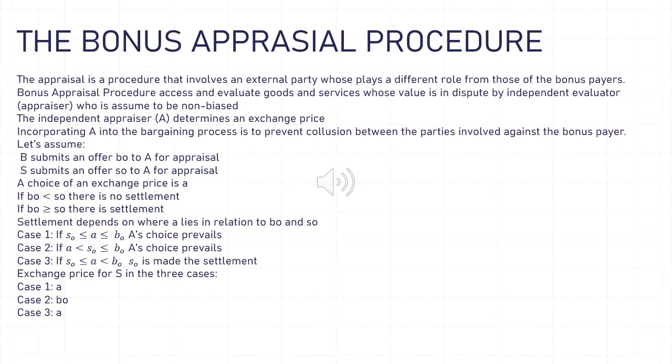Let's look at case 2. If A is greater than S, or S is greater than or equal to B, A's choice prevails. Case number 3. If S is greater than or equal to A, and A is greater than B, S makes the settlement. Extant price for S in the 3 cases: case 1 A, case 2 B, case 3 A.